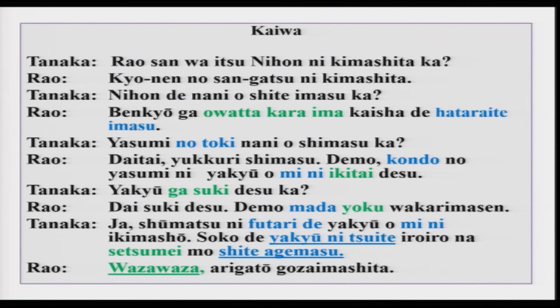This was a simple kaiva, and I will do the explanation now. There are a lot of new things here. For example, you have owatta, the past form of the verb, kara. Then you have ikitai, which is another verb form. Yasumi no toki, you have done this form, and we will revise this. Then there is yoku, then ni tsuite, and wazawaza, one new word.